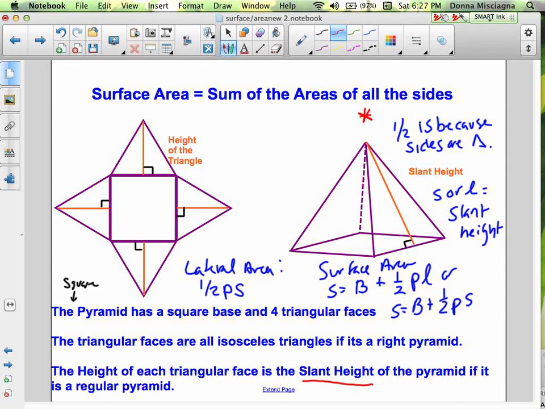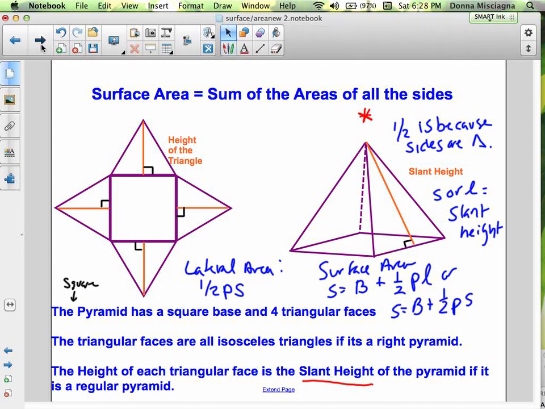So either we can call it area is base plus 1/2 perimeter and S for slant, or S is base plus 1/2 perimeter times L slant. But either way, L means slant. Right? So the difference between the prism and the pyramid is that we only have one base, so we can drop that 2. And because the sides are triangles, we're going to use 1/2 the perimeter, and we're not going to use the height, we're going to use the slant height. That's it. That's the only difference.